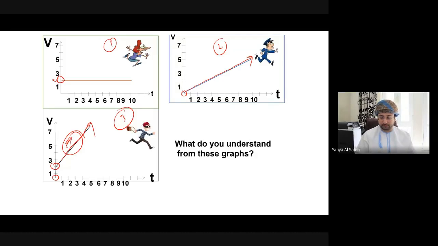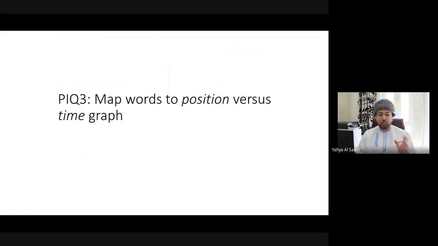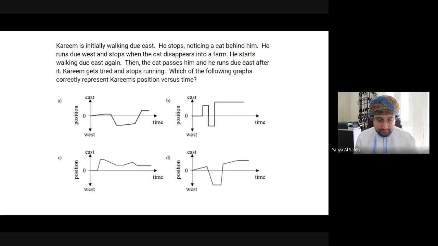Okay, let's map words to a position versus time graph. Kareem is initially walking due east. He stops, noticing a cat behind him. He runs due west and stops when the cat disappears into a farm. He starts walking due east again. Then the cat passes him and he runs due east after it. Kareem gets tired and stops running. Which of the following graphs correctly represents Kareem's position versus time?